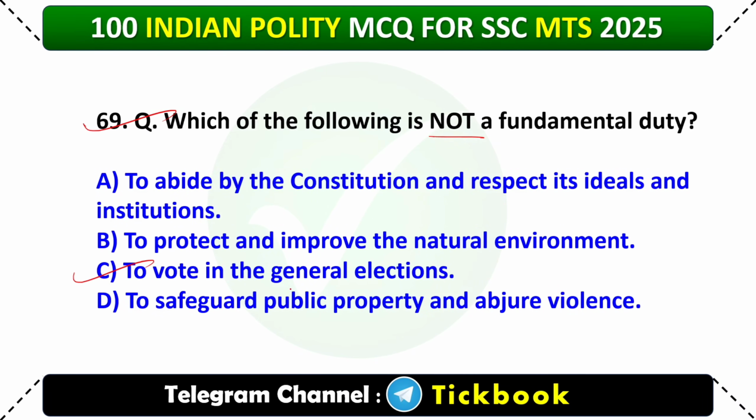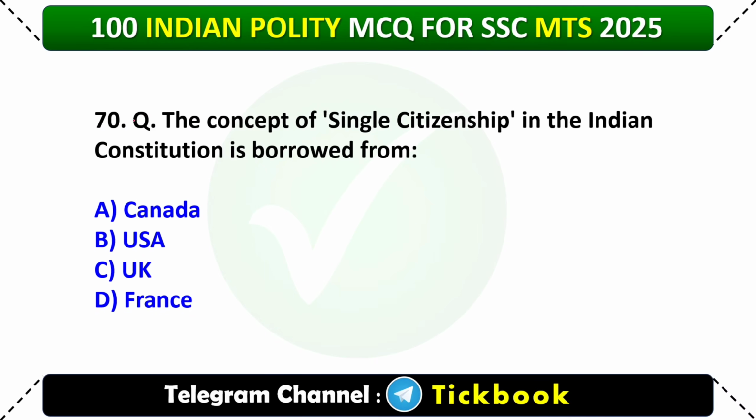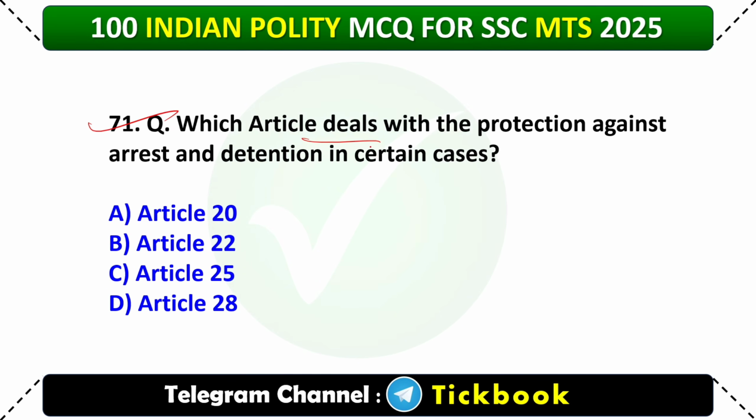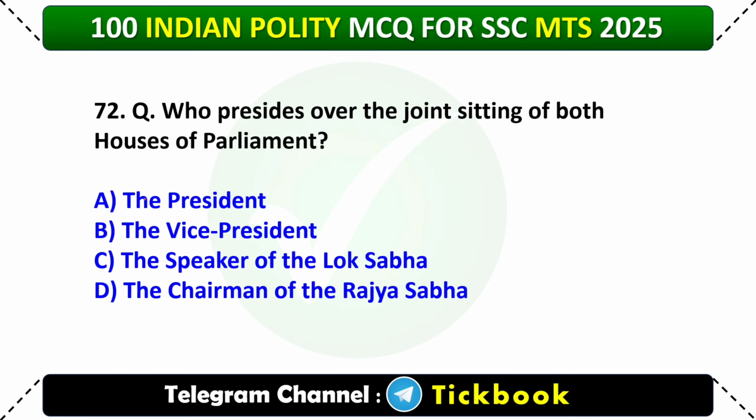Option number C, to vote in a general election. 70. The concept of single citizenship in the Indian Constitution is borrowed from. Option number C, UK. 71. Which article deals with the protection against arrest and detention in certain cases? Option number B, Article 22.